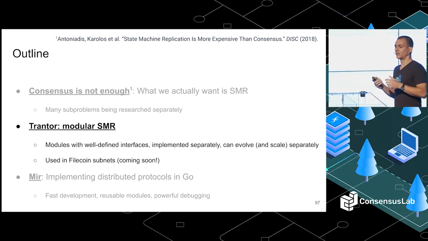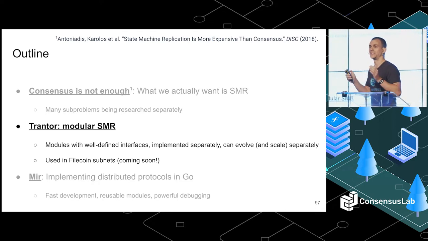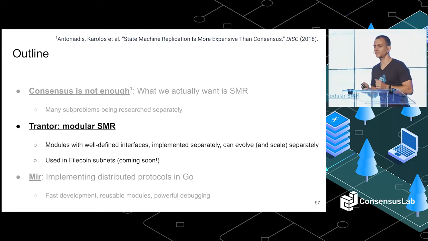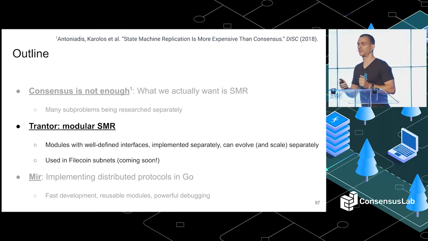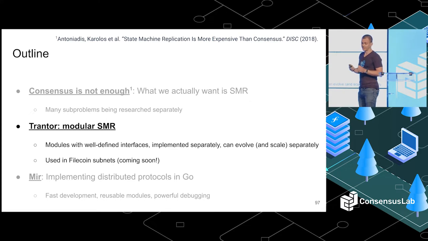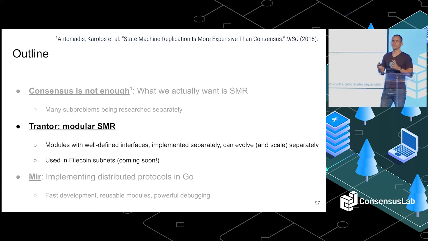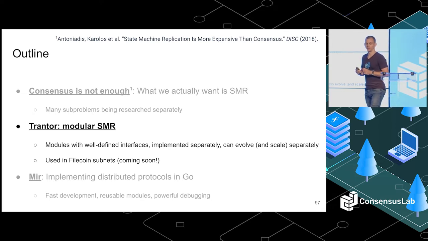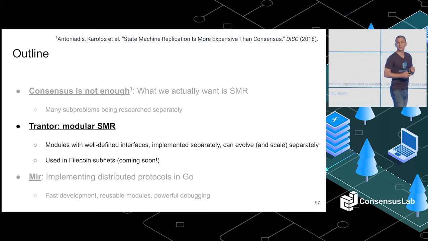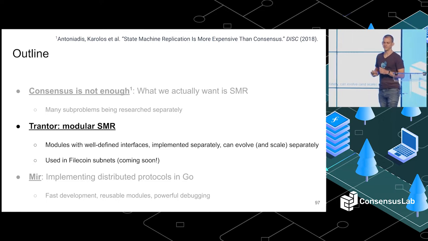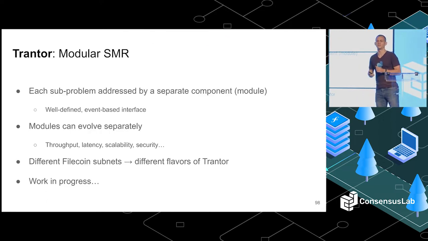And we are building an algorithm that we call Trantor, and it's a modular SMR system with modules that can be implemented separately, that can evolve separately, that can scale separately. And putting all of these together, we get our state machine replication. And this is what we are going to be putting in the Filecoin subnets in the interplanetary consensus that both Alfonso and Juan were already mentioning. So let's look at what Trantor is.